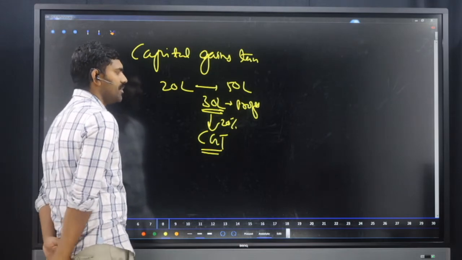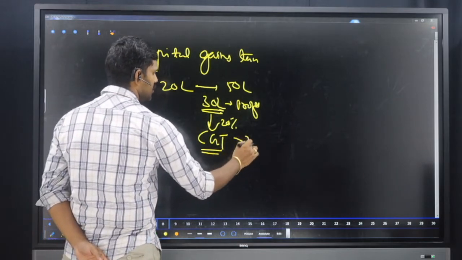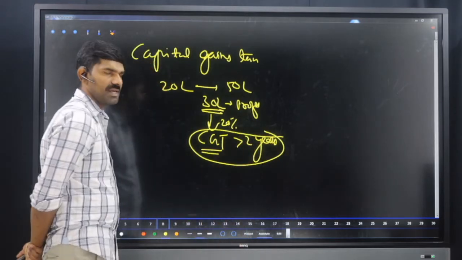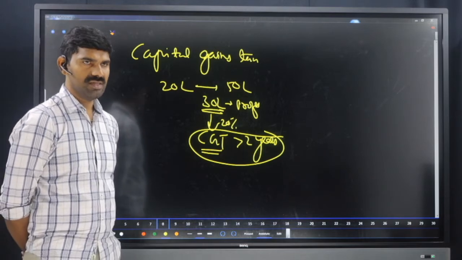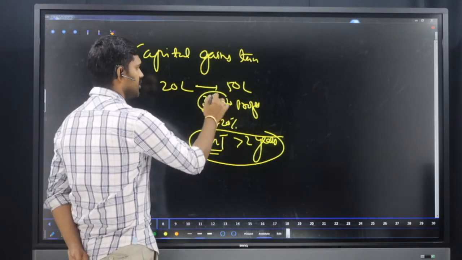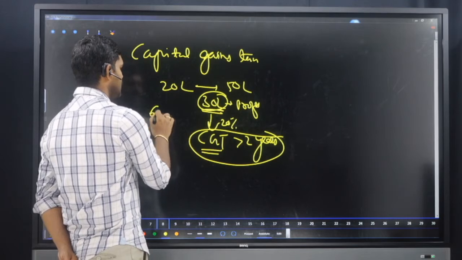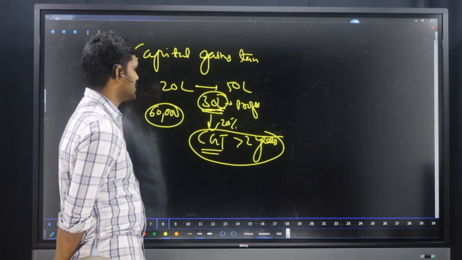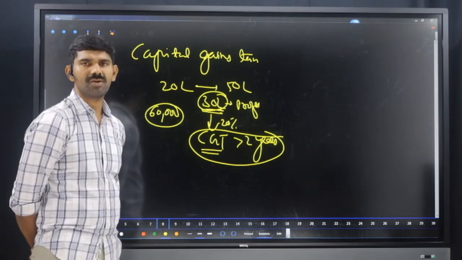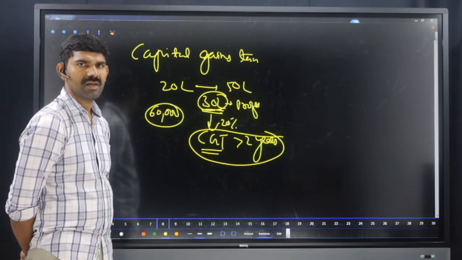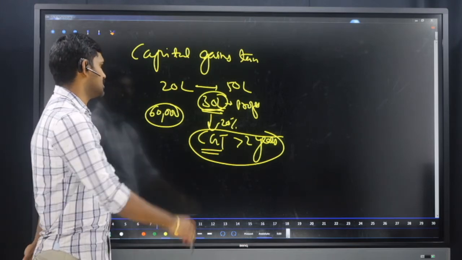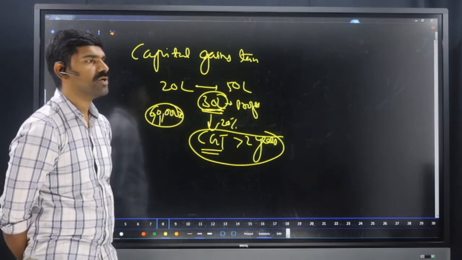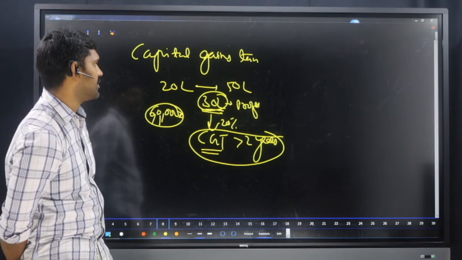This is provided you sell the property after 2 years. Capital gains tax at this rate is applicable if you sell the property after 2 years. Now, on this 30 lakhs, you have to pay 20%, which is 6 lakhs of tax to the government. Got it? So 6 lakhs, not 60,000, 6 lakhs. So this is what you need to pay. This is called a capital gains tax.